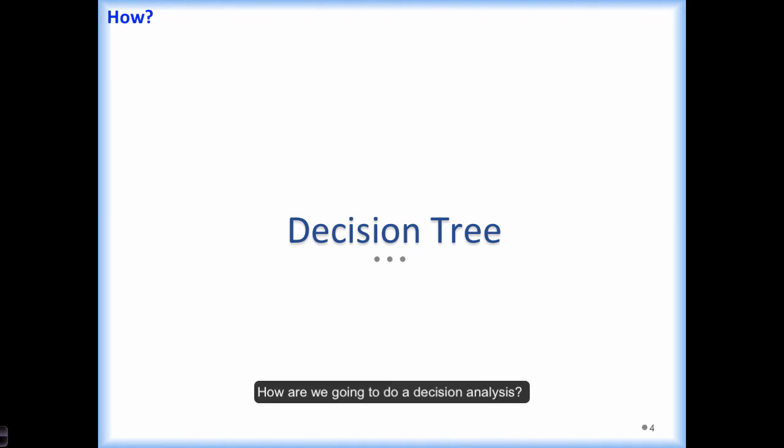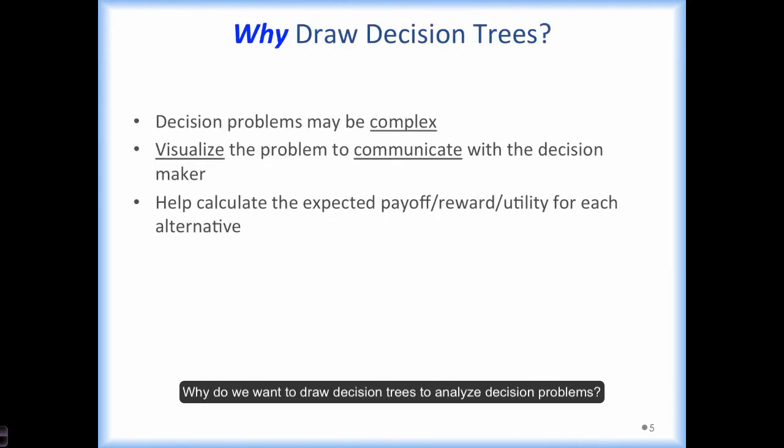So how are we going to start a decision analysis process? Let's start with a basic tool called decision tree. Why do we want to draw a decision tree to solve a decision problem? It is because it can be used to visualize a complicated problem. And it can help calculate the expected payoff of each decision alternative.